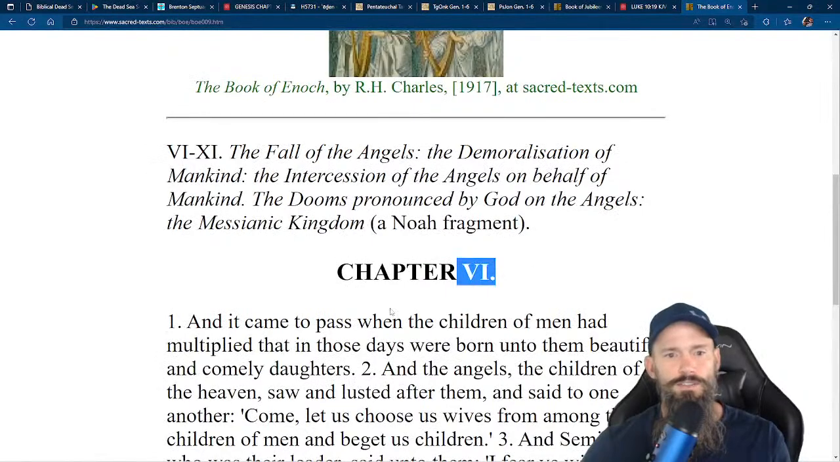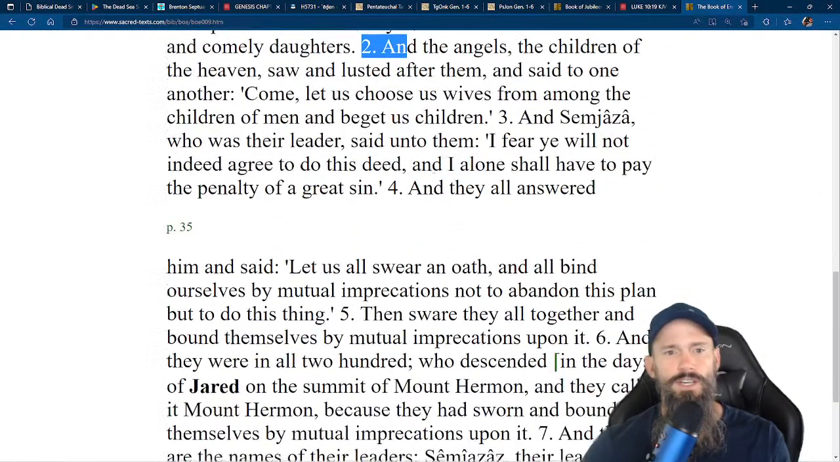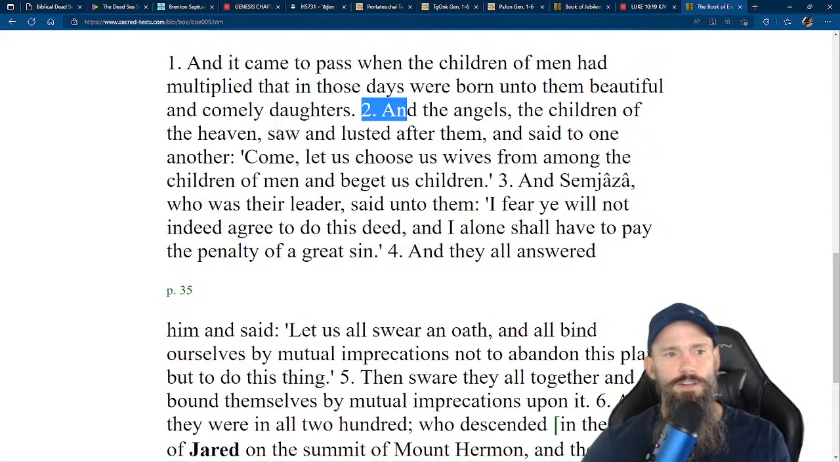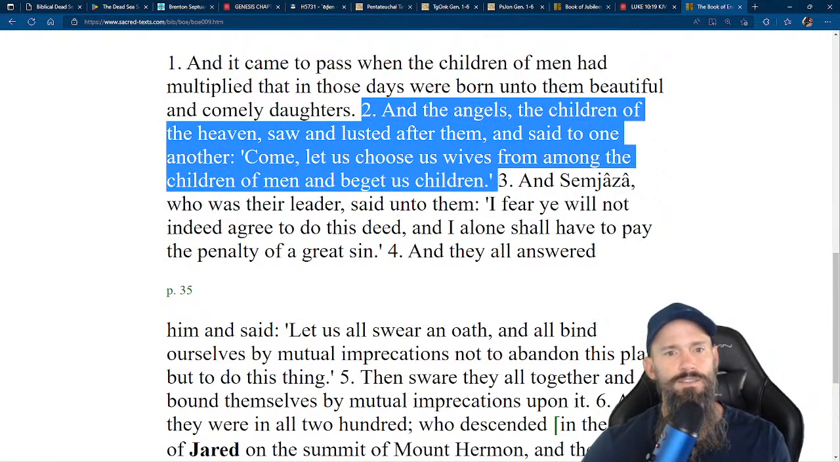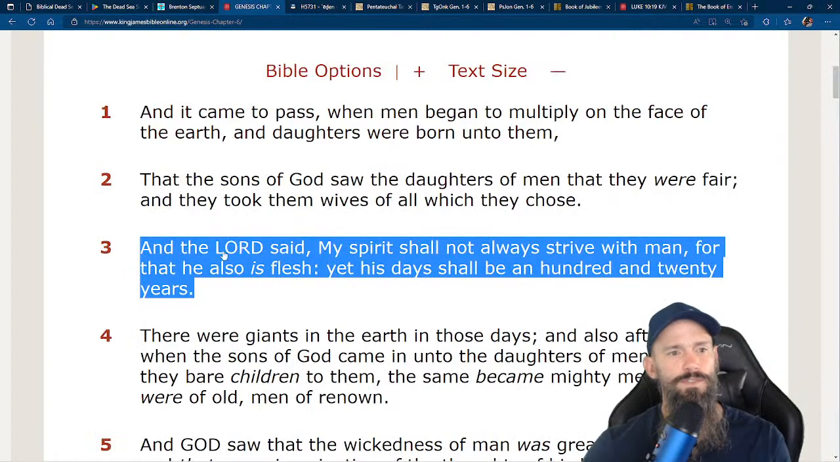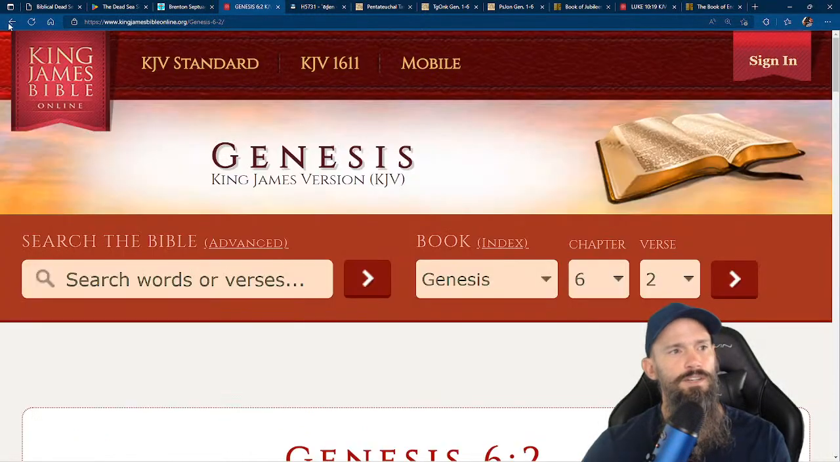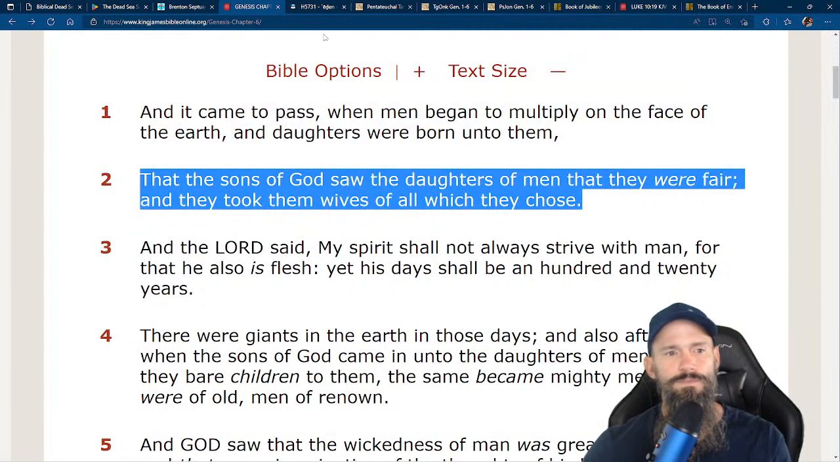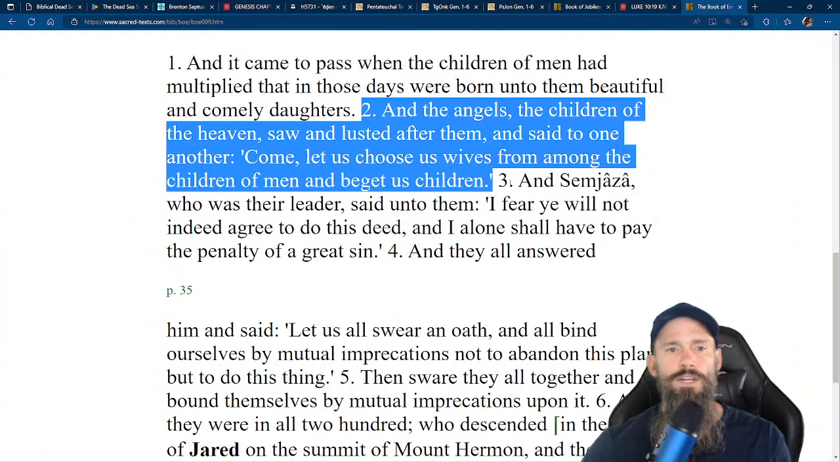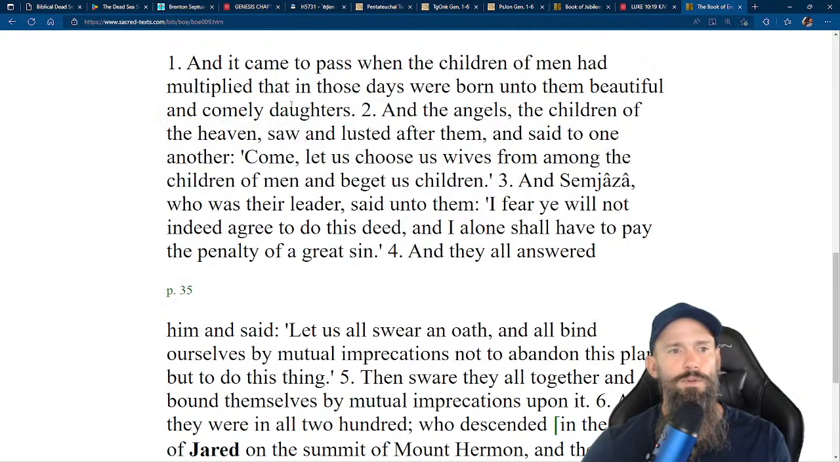chapter 6, verse 2: And the angels, the children of heaven, saw and lusted after them, and said to one another, Come, let us choose wives from among the children of men, and beget us children. Very interesting. It's like it was made that way on purpose. Matches up. Children of men and multiplied, those days were born to them beautiful daughters.